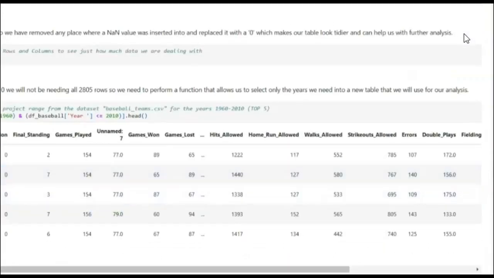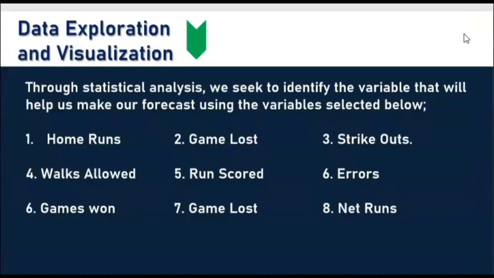So I'm going to take you back to where we are. Now, this is the selection of the variables that we intend to work with to give a statistical analysis, and to identify variables that will help us focus, using the variables selected below. We unanimously chose home runs, walks allowed, games won, games lost, runs scored, strikeouts, errors, and net runs. These are the 8 variables that we have chosen unanimously to work on for our data modeling and prediction.